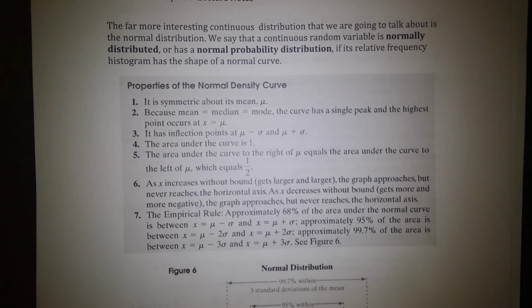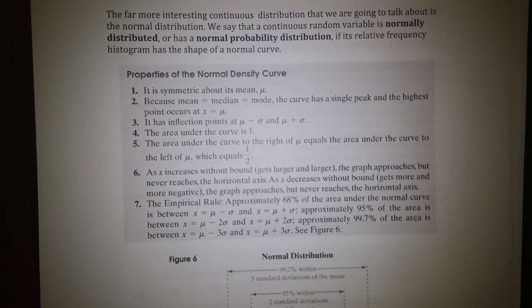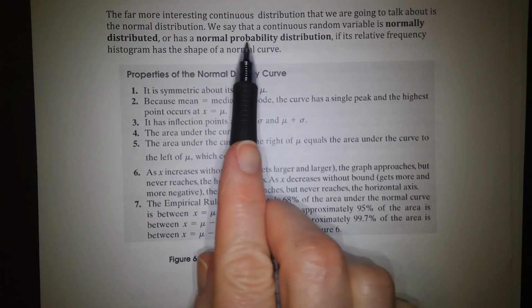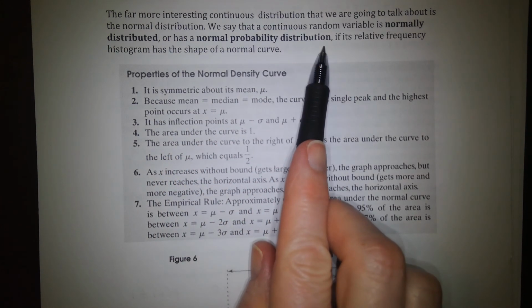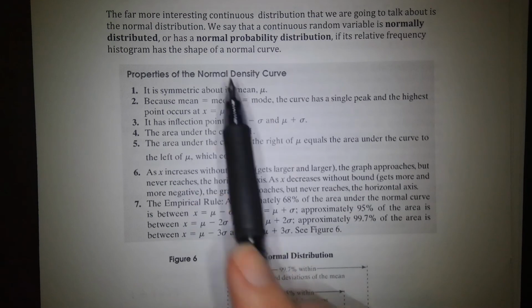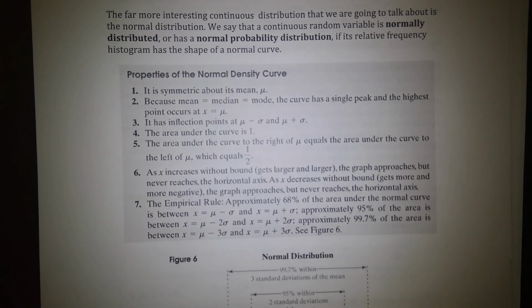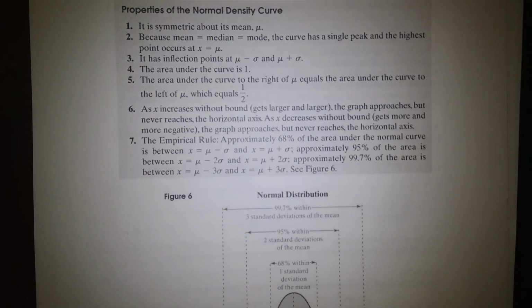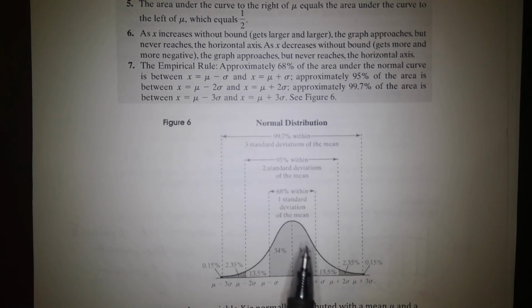So far more interesting than continuous distribution that we are going to talk about is the normal distribution. We say that a continuous random variable is normally distributed or has a normal probability distribution if its relative frequency histogram is the shape of the normal curve. The normal curve generally is going to look like a bell-shaped curve like this down here.